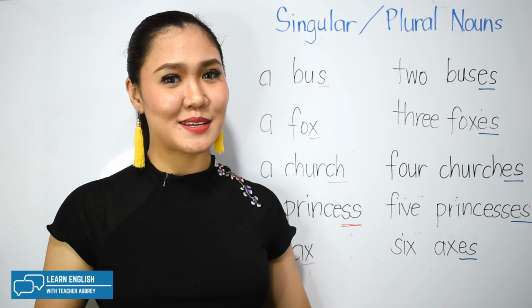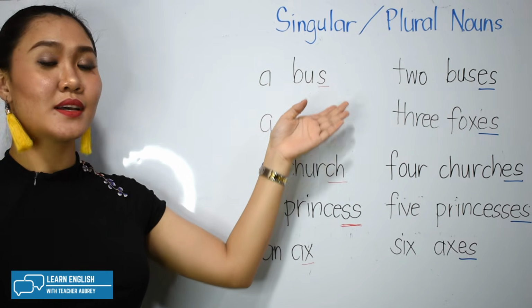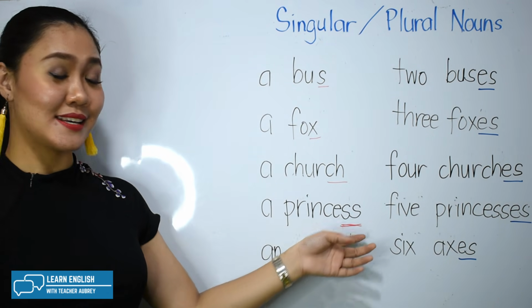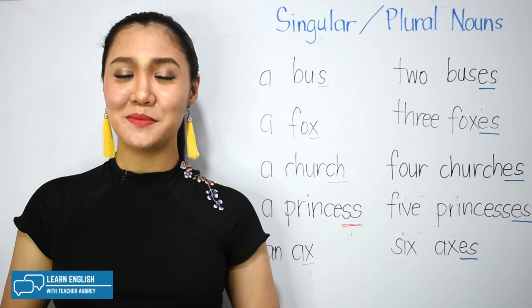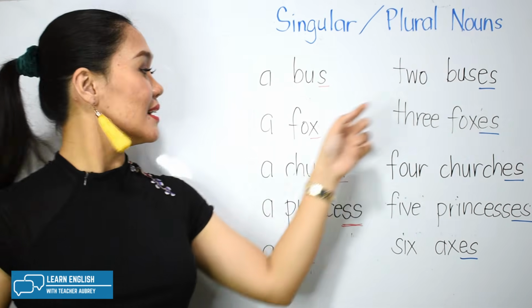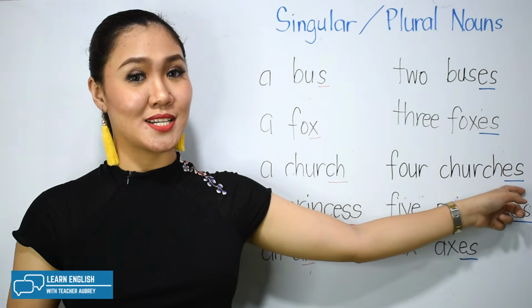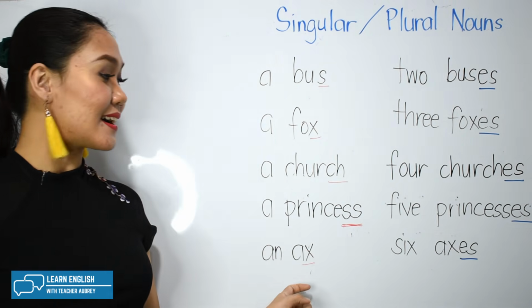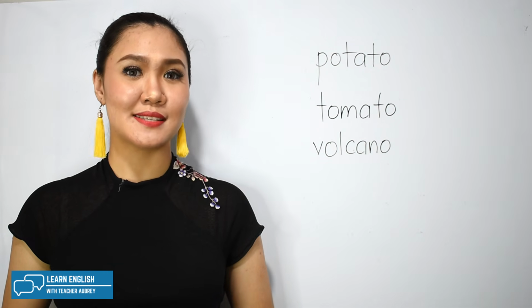Always remember that if a noun ends in S, X, CH, or SS, we need to add an es to make them plural. So from bus, it becomes buses. Fox, foxes. Church, churches. Princess becomes princesses. And axe becomes axes. Let's take a look at some more examples.